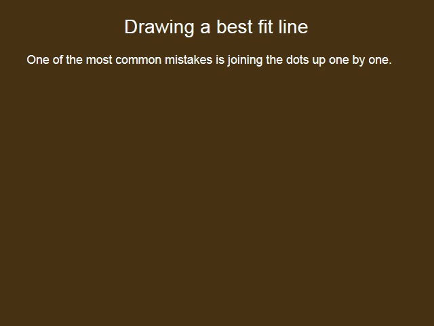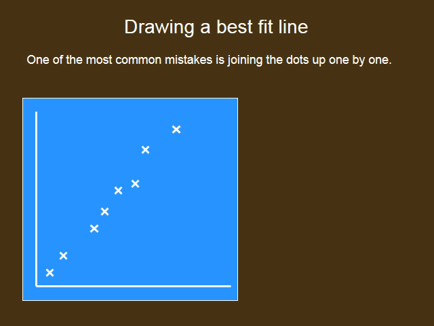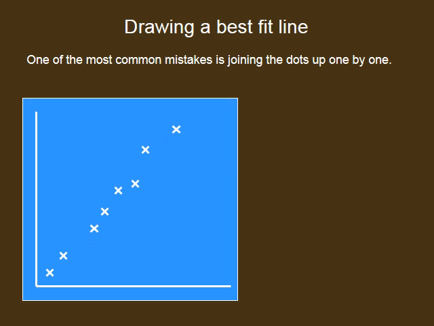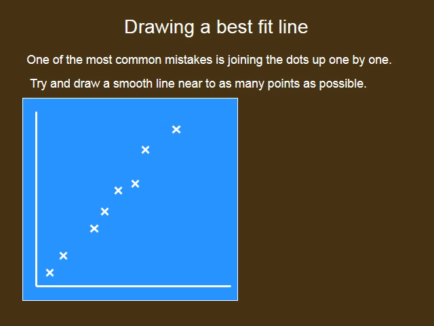And you also have to draw a line of best fit. Now, one of the most common mistakes I see in marking these internals is joining the dots up one by one. You're no longer in year 7, you're doing year 12 physics, so joining dots is no longer acceptable. You have to use a line of best fit. So here we have some data that has been plotted on the graph. As you can see, doing it this way, you join the dots. This gives a very uneven line, and you can't really see any kind of linear pattern in that relationship. However, by trying to draw a smooth line near to as many points as possible, you can see a clear linear relationship.